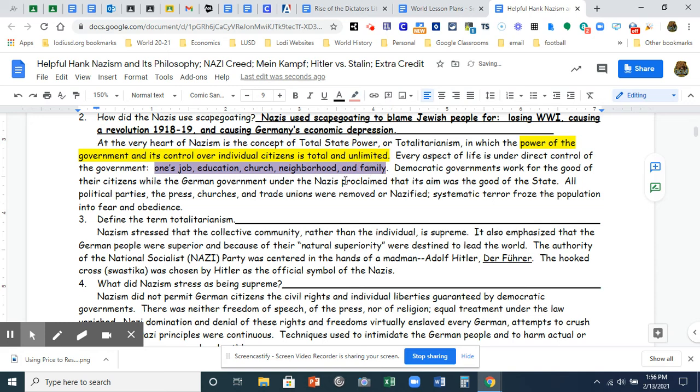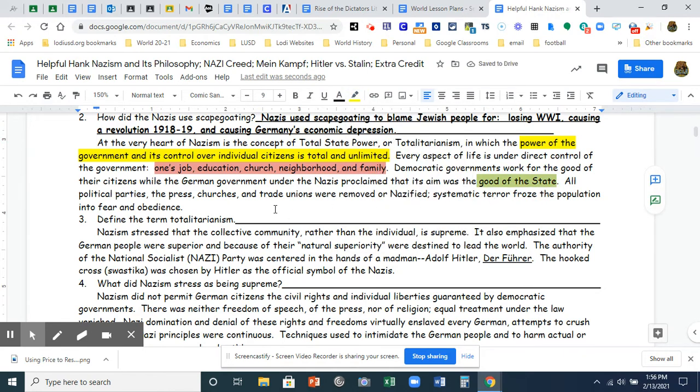That sounded important too. Democratic governments work for the good of their citizens, while the German government under the Nazis proclaimed that its aim was the good of the state. Okay, so it's not about you, it's about the government.